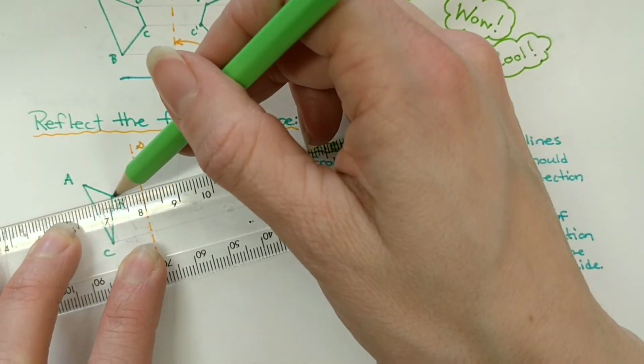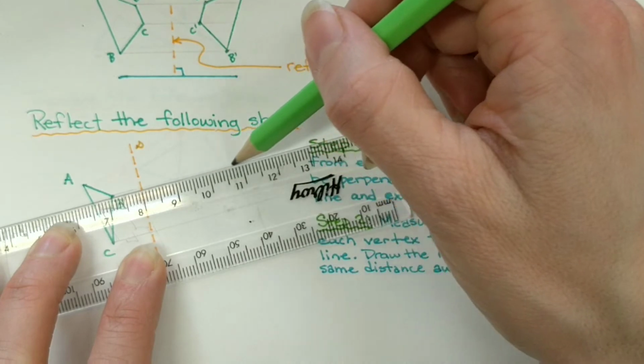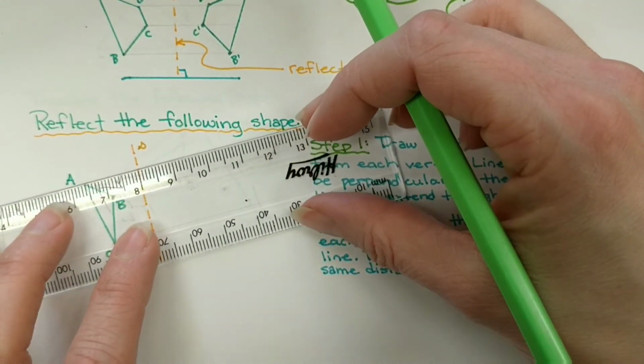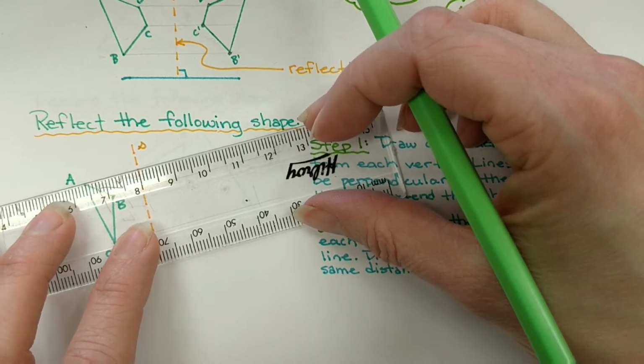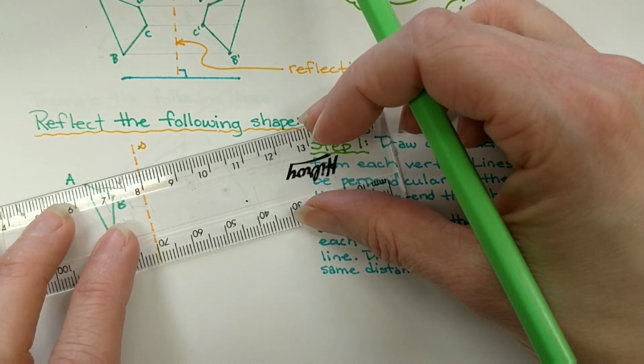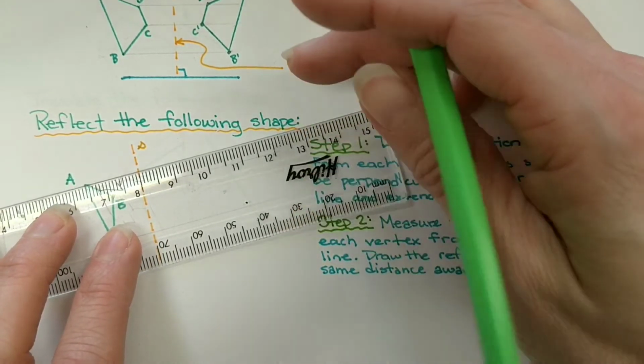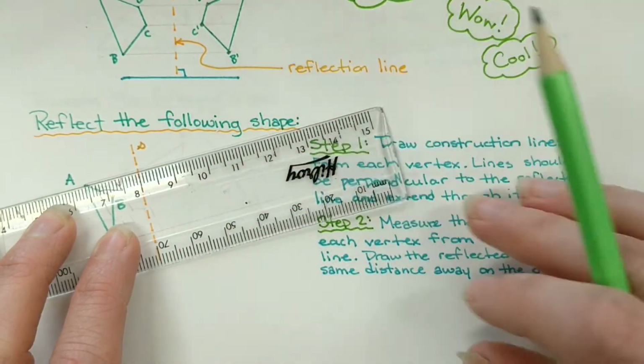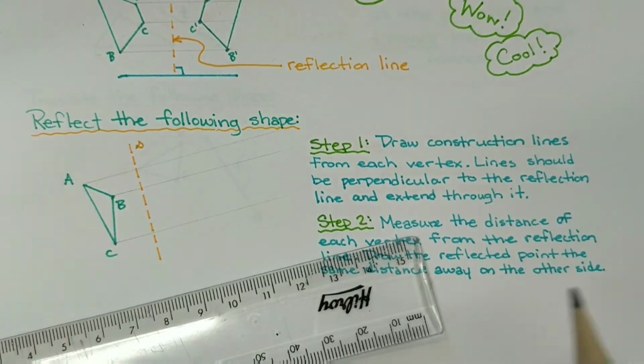So when you're drawing your construction lines, you want to press as lightly as you can with your pencil. You just barely want to see them on the page. Okay, so I've got my construction lines drawn.